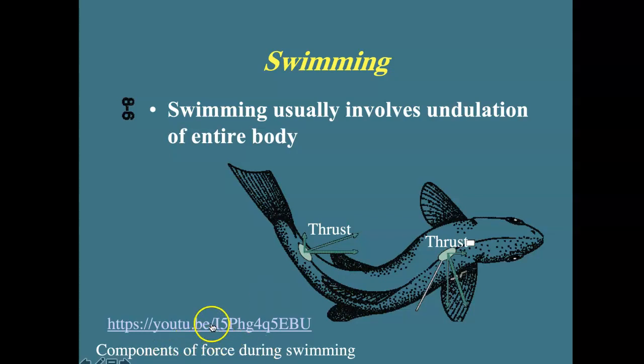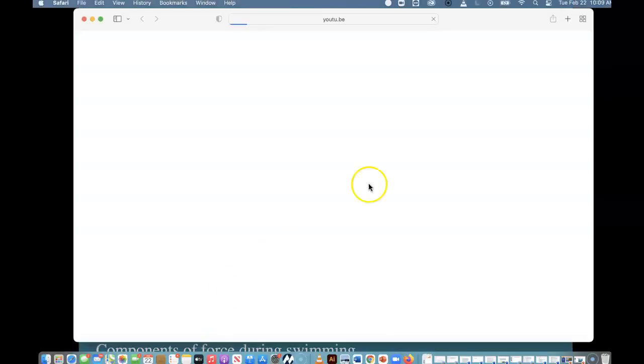So these are the components of force that they use when they're swimming. You don't necessarily have to understand all the mechanics of it, but I just wanted you to see why fish undulate their body. They undulate their body to produce thrust forward. So that's why they undulate their body back and forth. And it's that caudal fin that's going to provide most of the thrust forward.